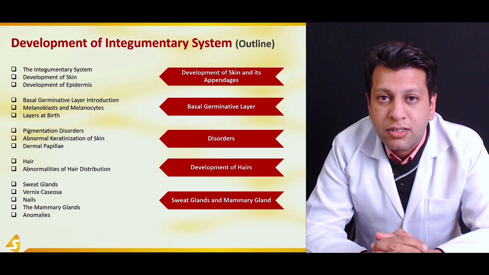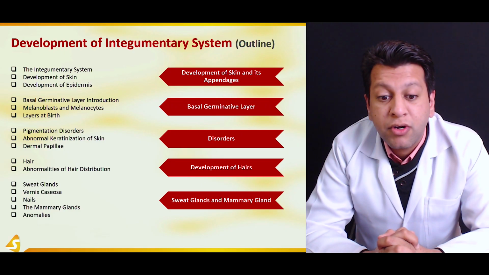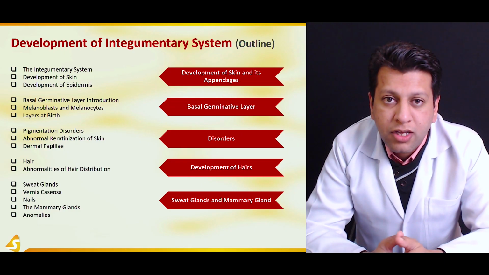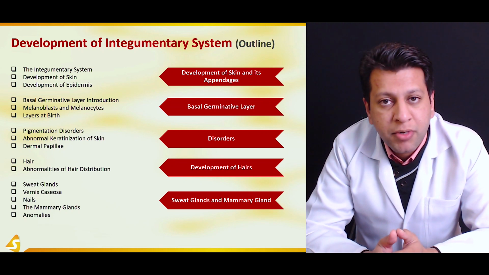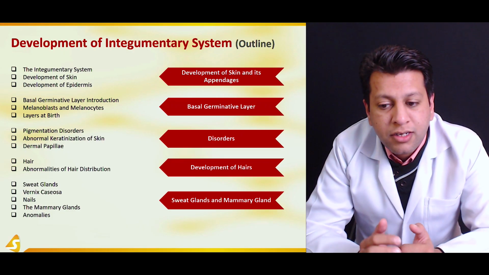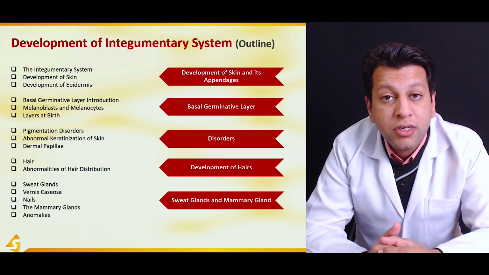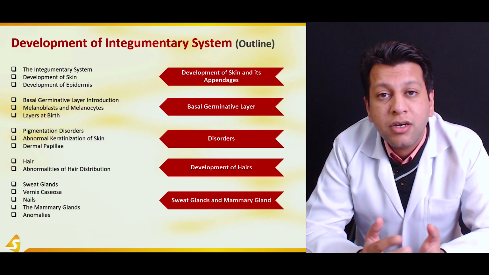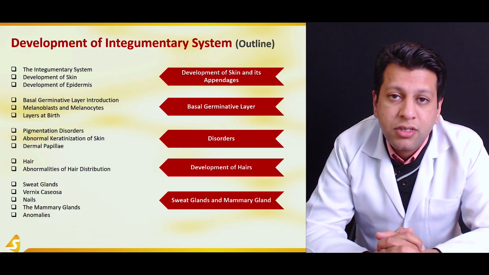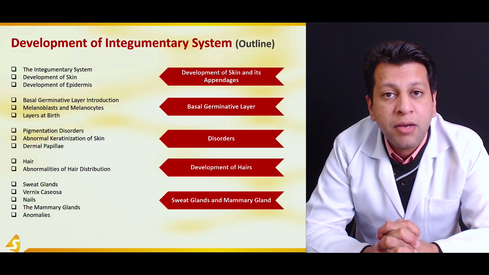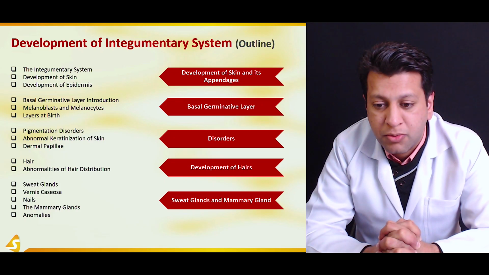In the fourth section, I will be discussing development of hairs, how the hair are formed, and how their development takes place. And in the fourth section, I will also be discussing the abnormal hair distribution patterns and what are the diseases which are associated with the abnormal hair distribution patterns as well.